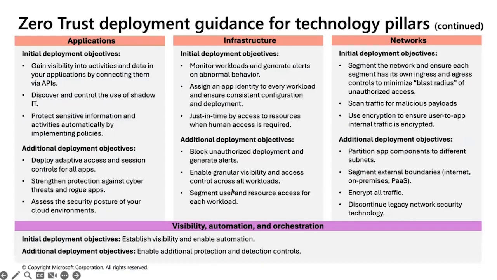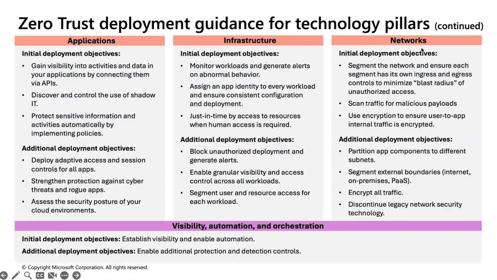Definitely, we can plan for additional deployment objectives, like blocking unauthorized deployment. Using Azure Policy, I can control that if anybody who is not allowed to deploy a resource tries to do so, there will be an error message saying that under policy, this resource or this activity cannot be performed. And definitely, monitoring and granular visibility are very important.